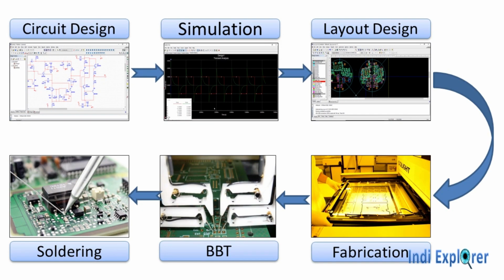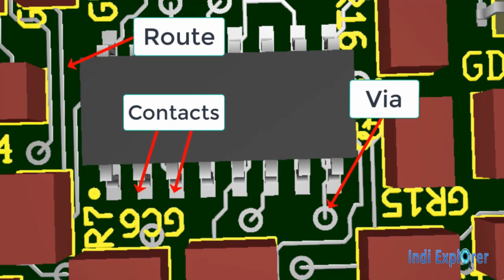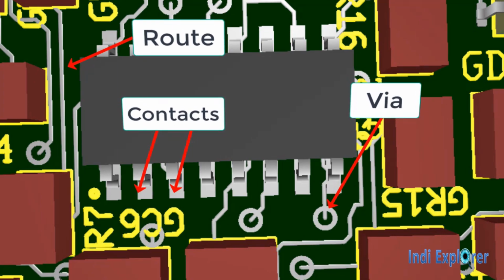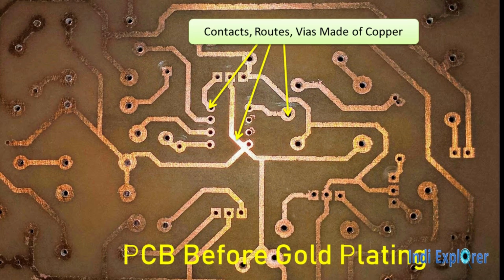This is a tutorial series which will discuss all these stages in its course. However, this video will concentrate on PCB and its structure. A PCB is a board made of some insulation material on which we have contacts, routes, and vias. There are several insulation material with varying dielectric constant used as core material of PCBs. All the contacts, routes, and vias are made of copper.